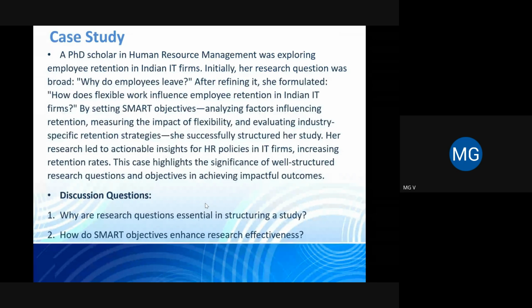How do SMART objectives enhance research effectiveness? Specific, measurable, achievable, relevant, and time-bound outcomes. Okay. They provide clarity, focus, and feasibility, ensuring structured and attainable study goals.